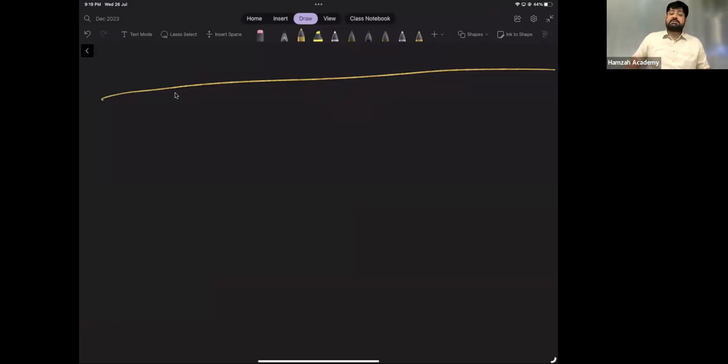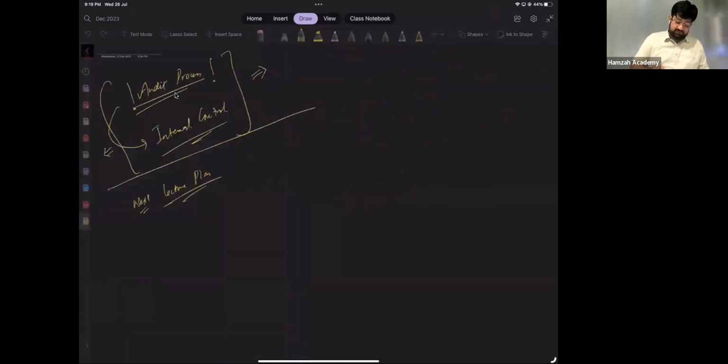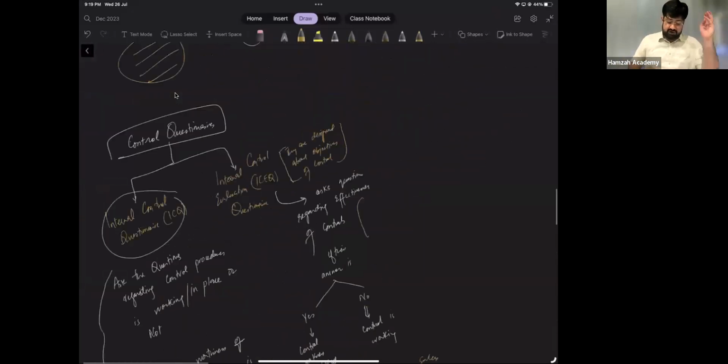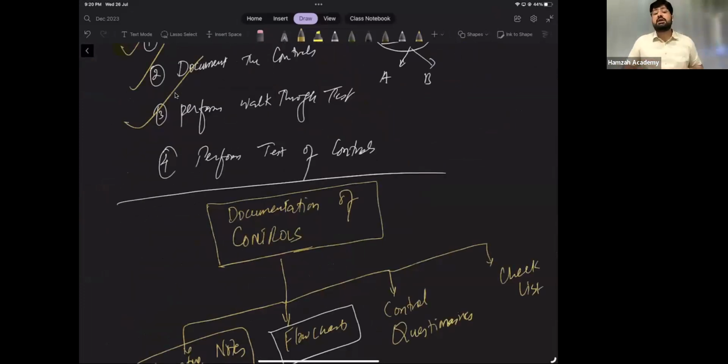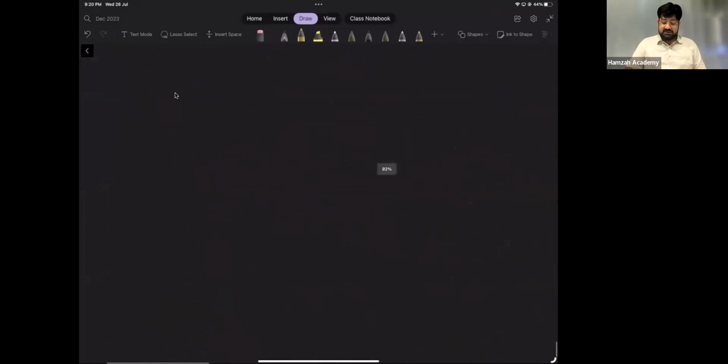So students, we have learned these three steps: documentation, understanding of control, and the walkthrough test. Now we need to understand the test of controls in different transaction cycles. Let us try to understand with some story.